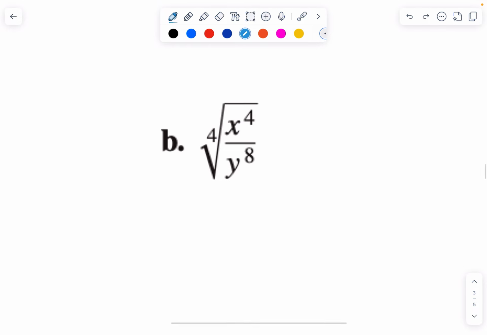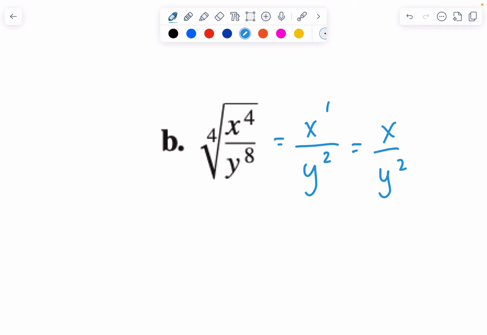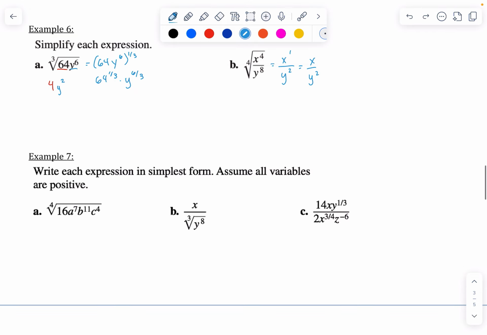Okay, same idea here. I can divide the power by the root and get x to the first over y squared, which is just x over y squared. Or I could think about what quantity times itself 4 times would give me x to the fourth, x. What quantity times itself 4 times would give me y to the eighth, y squared. Very good. Let's keep going.